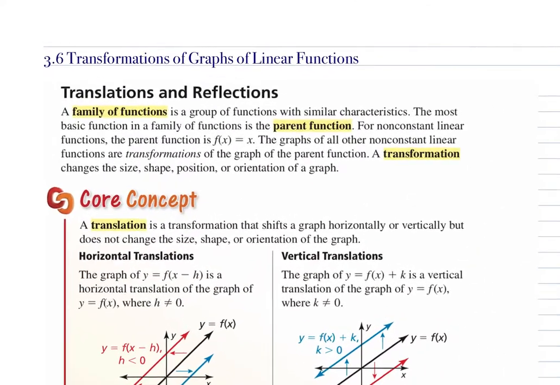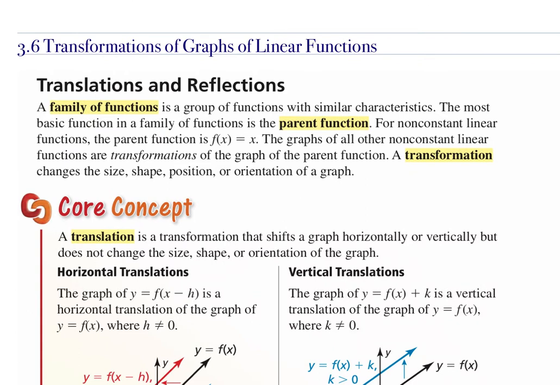All right, the first thing that I want you to do on this page, I need you to highlight that our parent function is f of x equals x, okay? That is the parent of all parent functions. It's the most generic. It's when our slope is 1 and our y-intercept is 0. Now, it says a transformation changes the size, shape, position, or orientation of a graph. So we're going to be learning about transformations that do all of those.